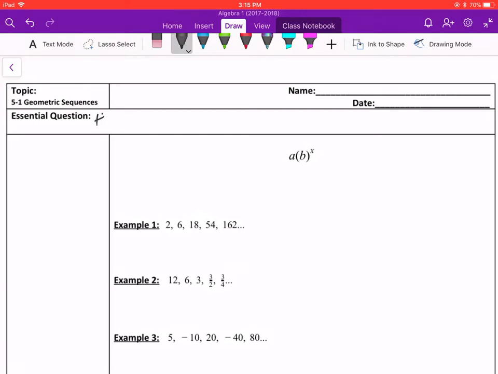So for the essential question, I want you to write: how do I write functions from geometric sequences? All right. First thing I want to talk about is the actual form of an exponential function.